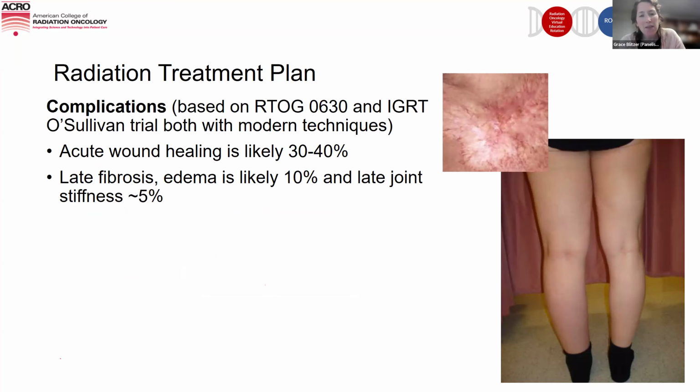Complications to think about. This is based on our most modern, or at least more modern trials, RTOG 0630 and the O'Sullivan. These were both image-guided modern technique trials. Acute wound healing complications are probably about a third. And then late fibrosis. Edema is about 10%. Late joint stiffness is probably about 5%. So not huge, but something to think about. And that picture just shows a person with visible edema, the left lower extremity is larger than the right. So again, some of your patients, 10%, may have this.